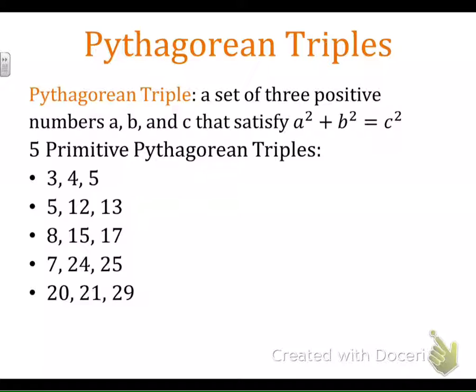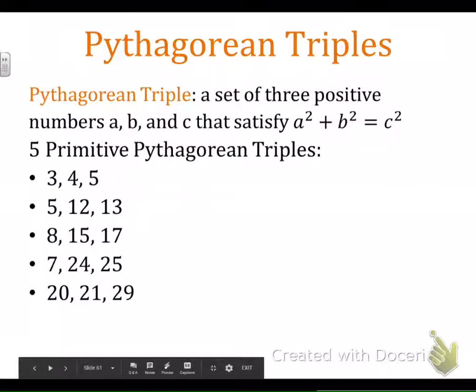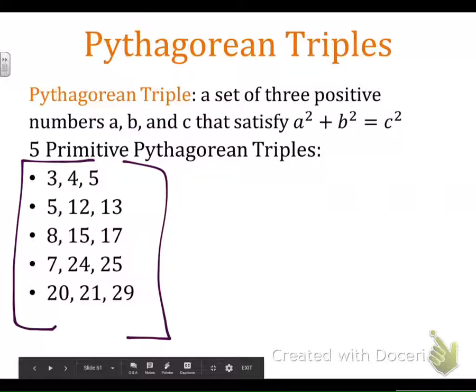Alright, a Pythagorean triple is a set of 3 positive numbers, a, b, and c, that satisfy a squared plus b squared equals c squared. And these are 5 that are common. Okay? So it just means that the number is never going to come out to be a decimal. It's always a whole number.